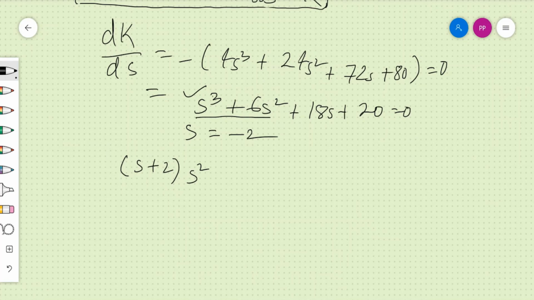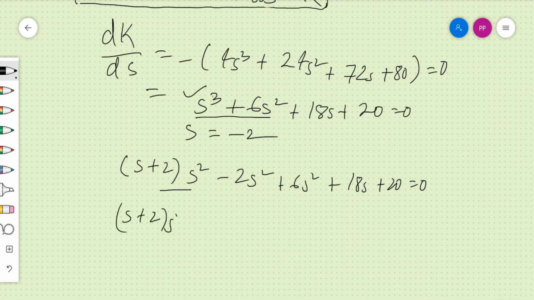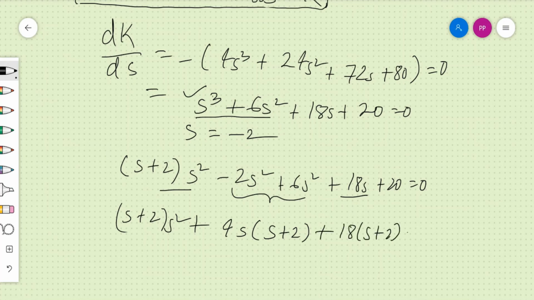For 4s square, or I can write it in a simple way for your understanding, because I have taken 2s square, right? Minus 2s square plus 6s square plus 18s plus 20. This is the simplest way; I am explaining it in the simplest way. So s plus 2 into s square. Now these two together become 4s square, so I have taken 4s. Again s plus 2. From here you are taking 8s, so you are left with 10s. So I take 10 common, so it becomes s plus 2. So that is how you can solve it.